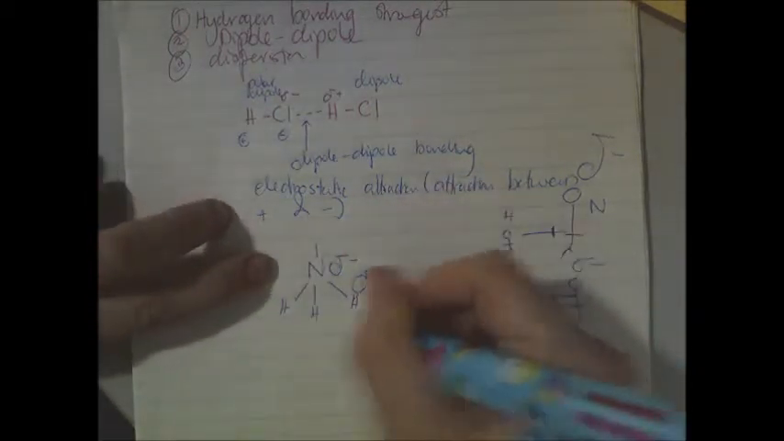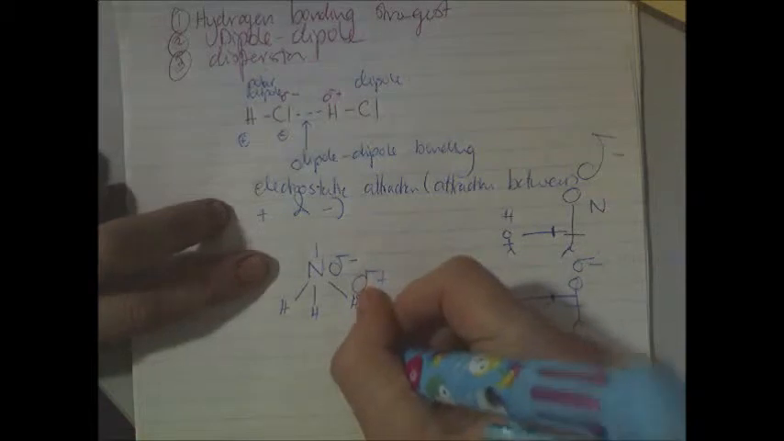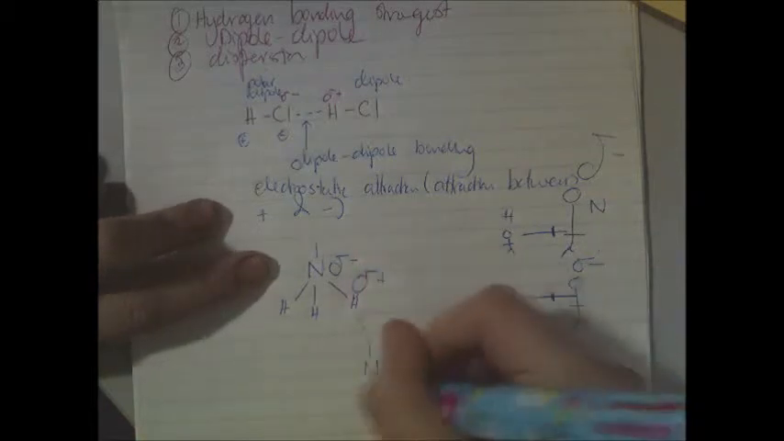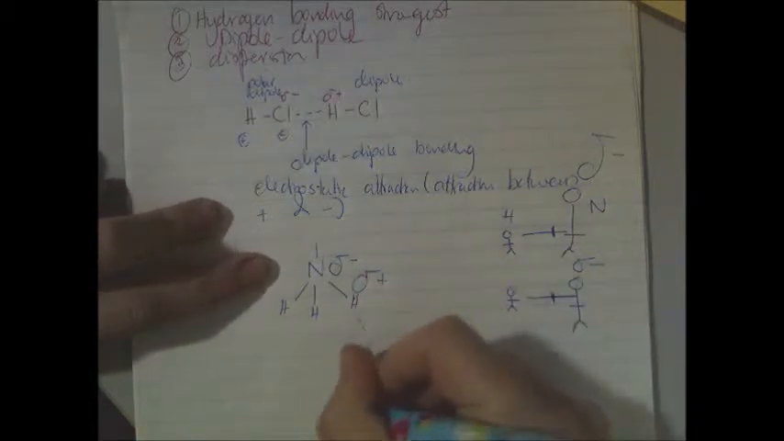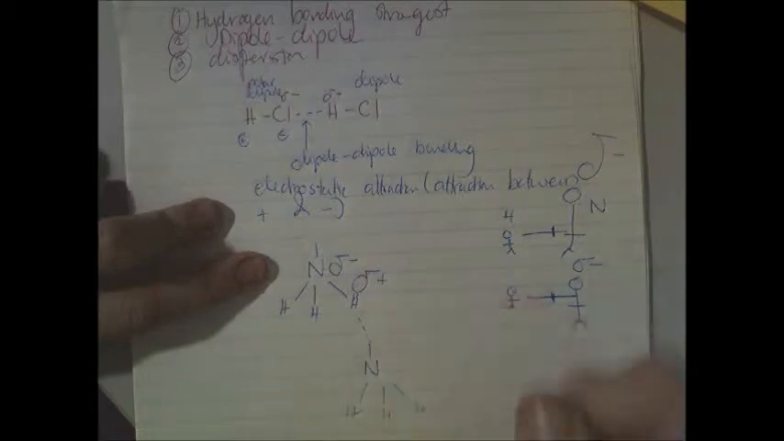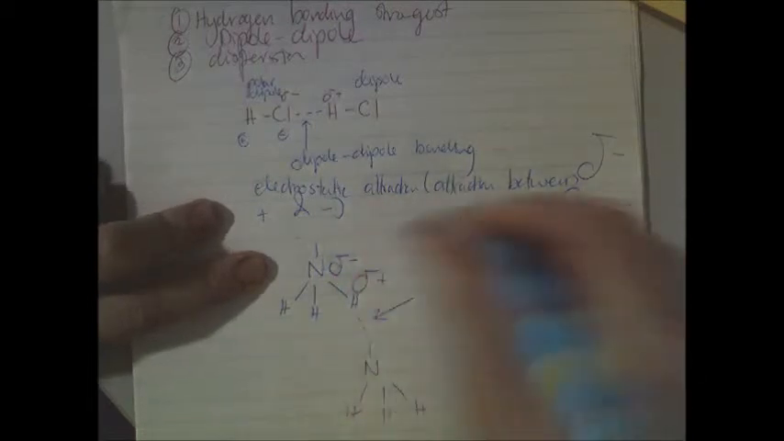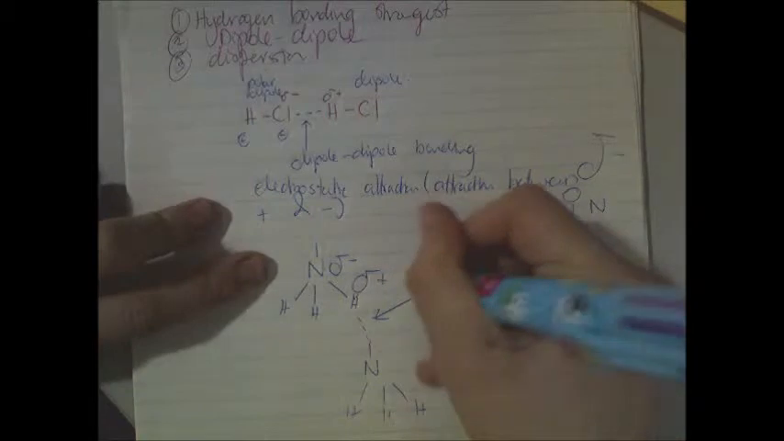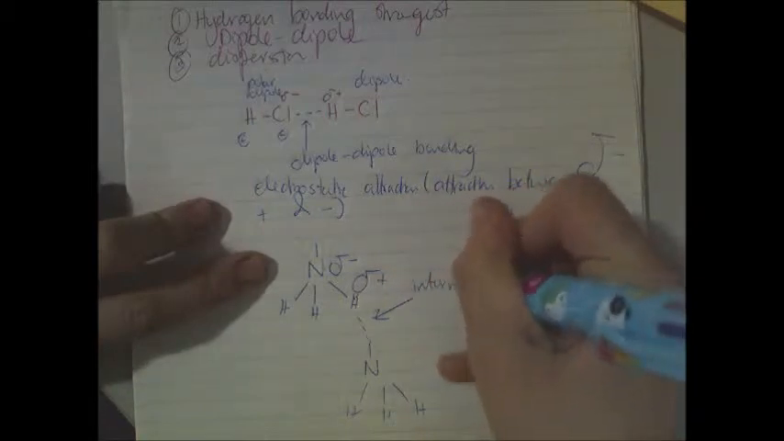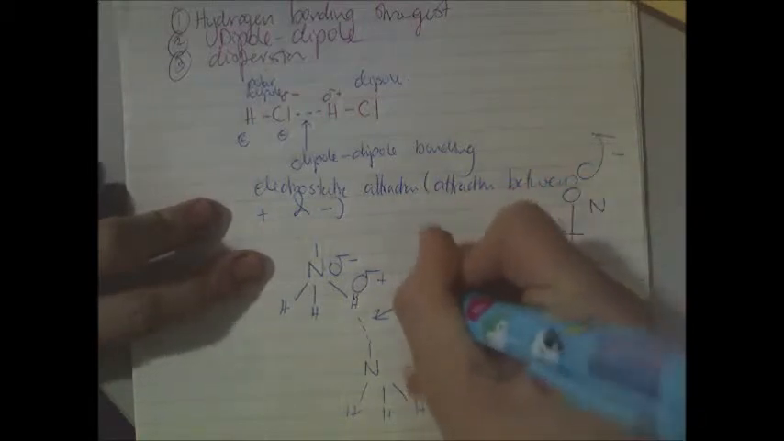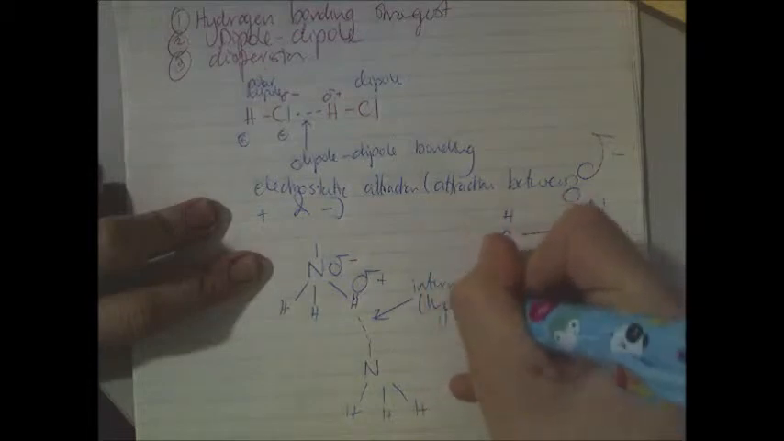and giving this one a large delta positive. Now, when ammonia is bonding with itself, so one ammonia molecule bonds to another ammonia molecule, this intermolecular bond, by definition, is called hydrogen bonding.